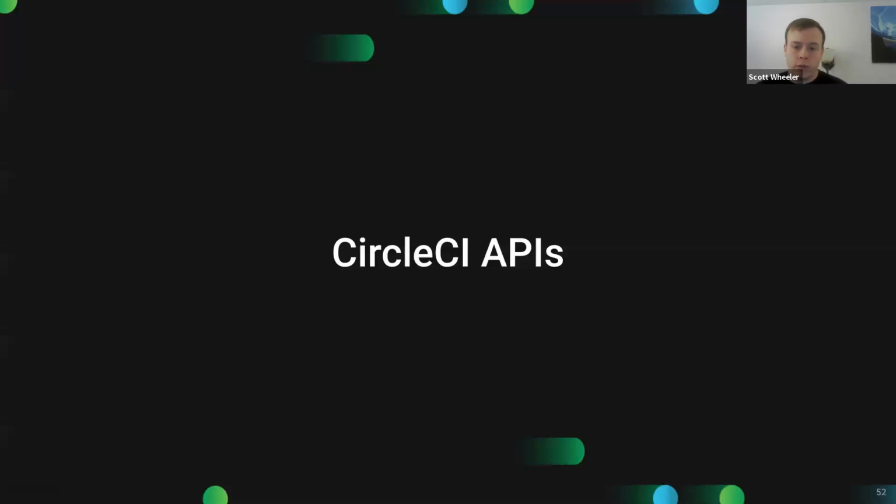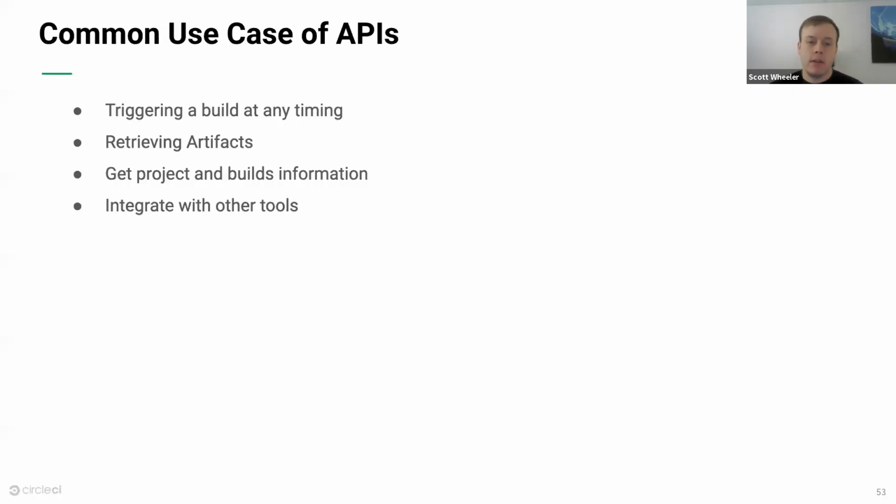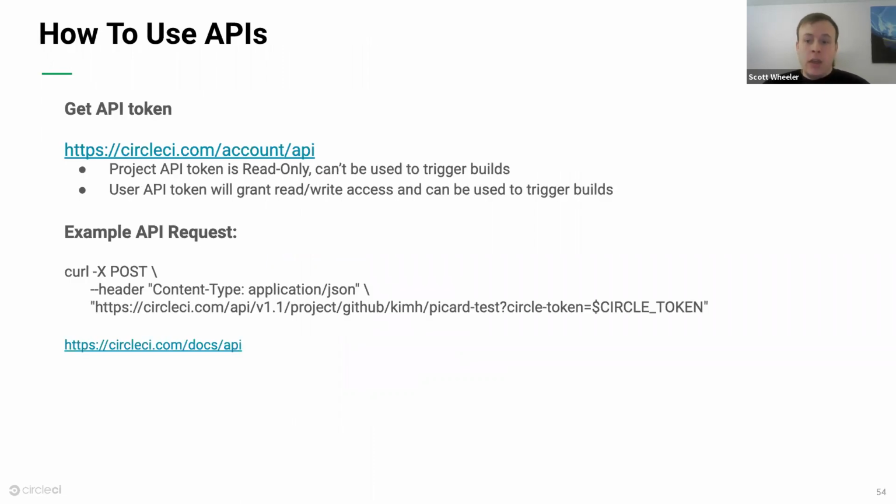Moving on to CircleCI APIs. Common use cases of APIs are triggering a build on demand, retrieving artifacts, getting project and build information, and integrating with other tools. To use the API, you need an API token. You can get that at circleci.com/account/API if you are logged in.